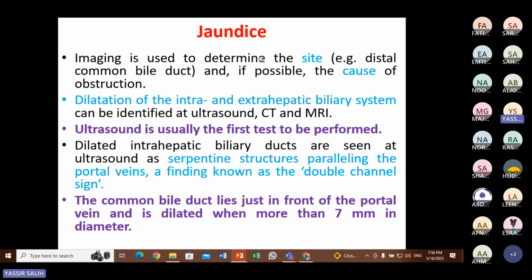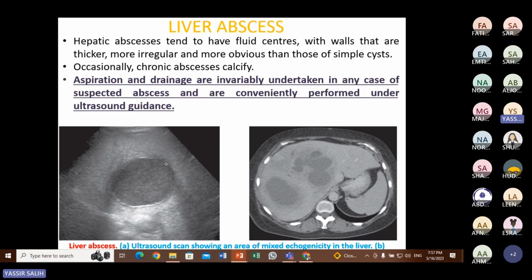Jaundice. What is the first step for the diagnosis of jaundice? The patient comes with yellow discoloration of the sclera. The initial imaging technique for this patient is ultrasound. Yes, ultrasound. Okay, what is the anatomical relation between the common bile duct and the portal vein?